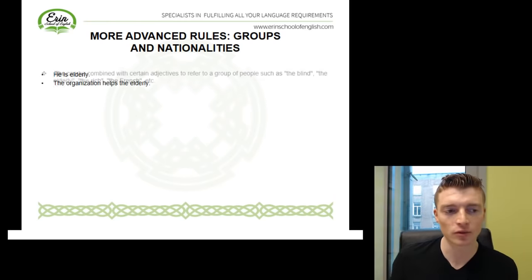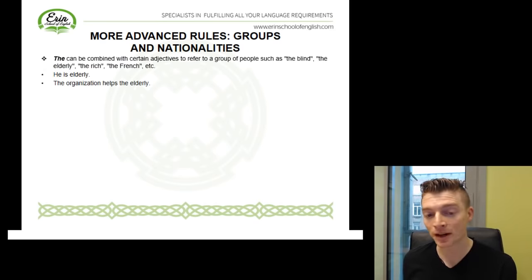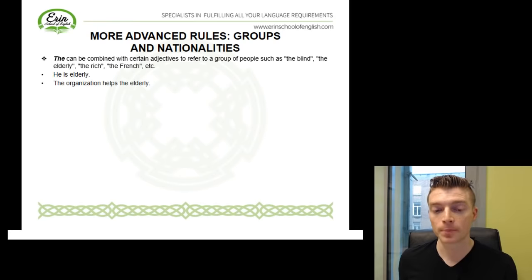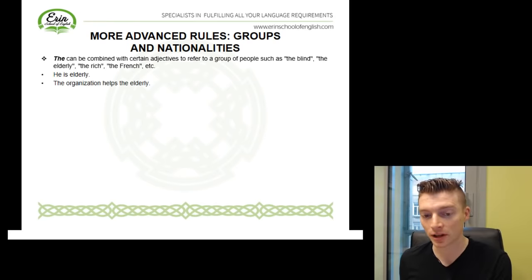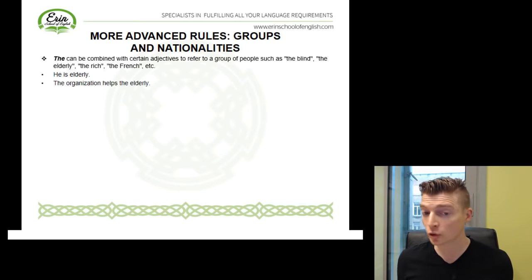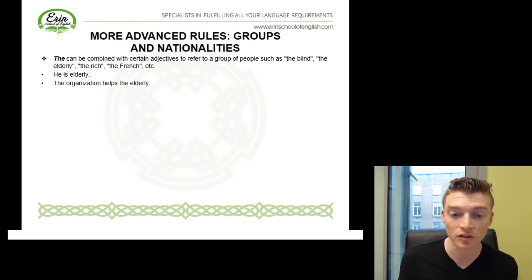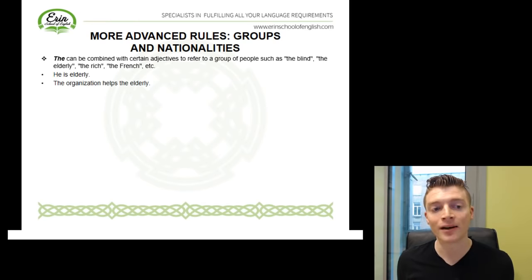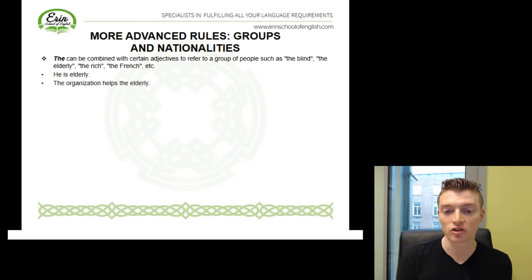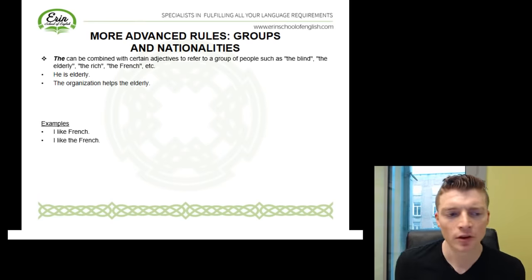So, our next rule, the can be combined with certain adjectives to refer to a group of people. So, if we take the adjective blind and we put the before it, the blind, I'm now talking about a group of people. The same thing with the elderly, the rich, the homeless. These are all groups of people. And we can also do this with nationalities. The French, the Irish, the English. Okay?